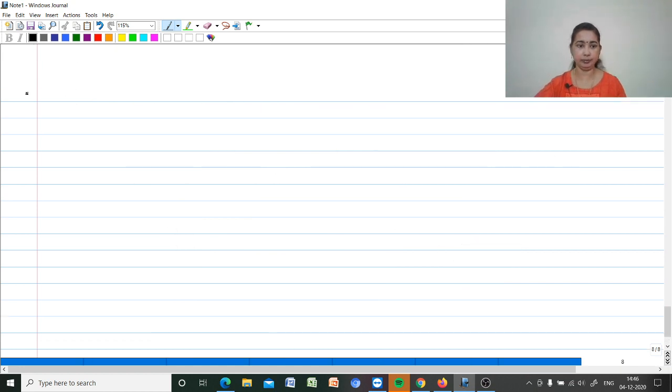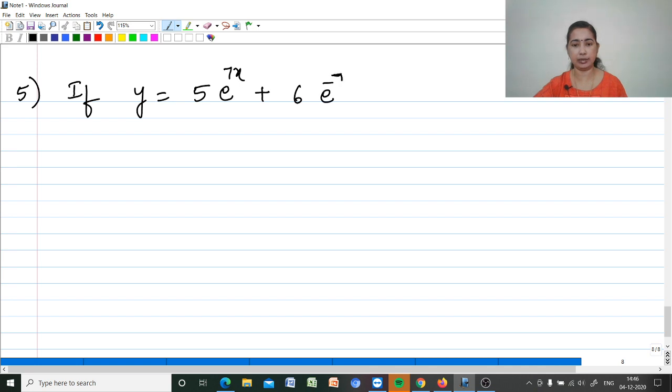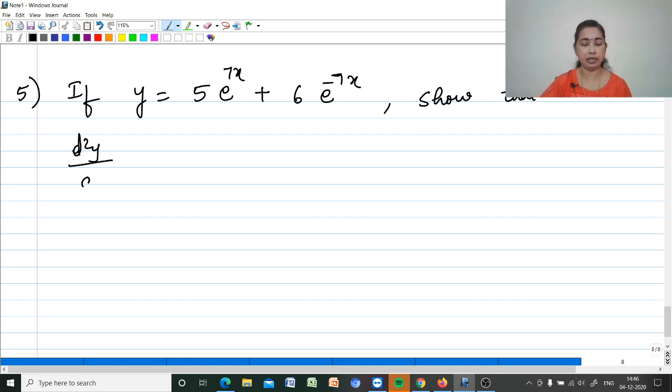Now next one, if y is equal to 5 e raised to 7x plus 6 e raised to minus 7x, show that d square y by dx square is equal to 49y.